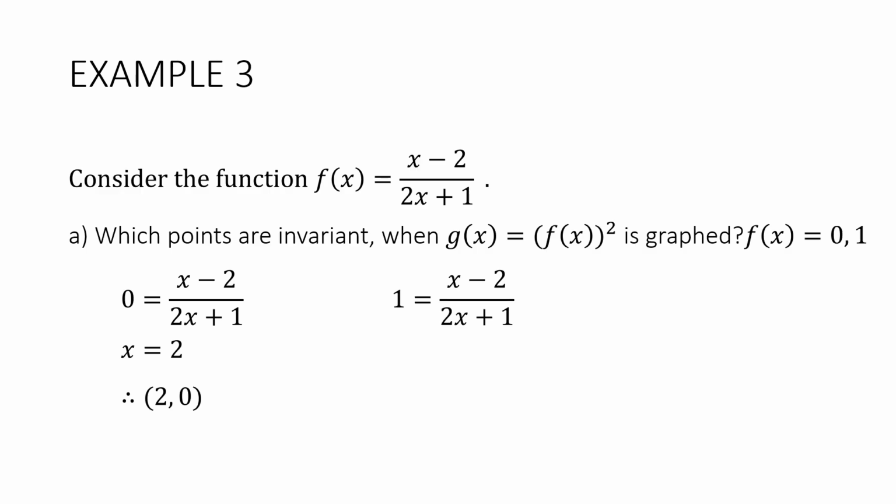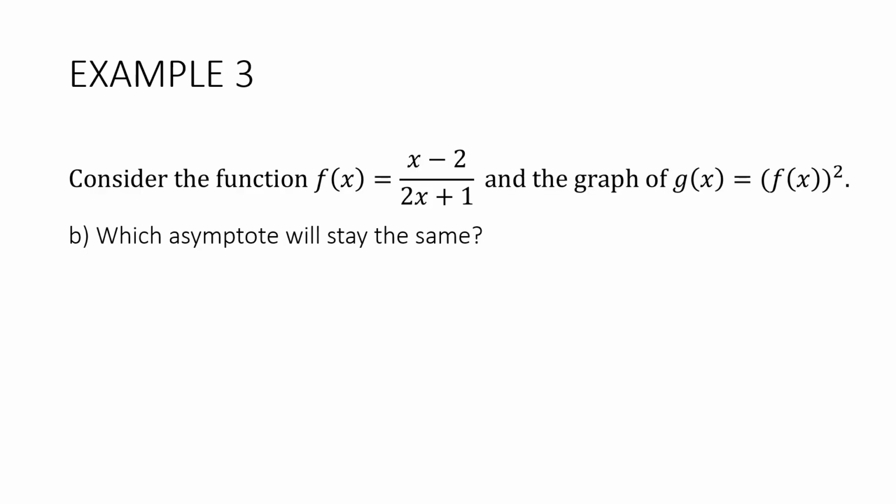And when I solve 1 is equal to x minus 2 all over 2x plus 1, I end up with x is equal to negative 3. And so (-3, 1) is also an invariant point. Which asymptote will stay the same? Well, that's the vertical asymptote, and we find that by solving 2x plus 1 equals 0. So x is equal to negative a half.